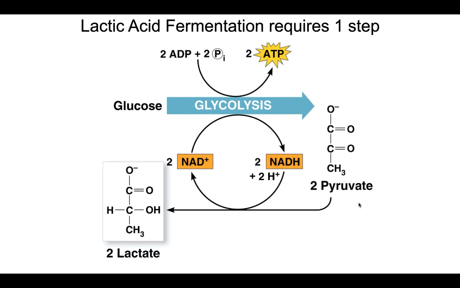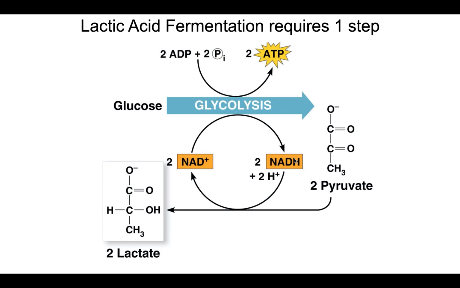And the way it works is this. Here's glycolysis, glucose to pyruvate. Here's the NADH being produced, and here's the 2 ATP that are being produced. Well, that NADH is going to be building up if we don't send it to the electron transport chain.